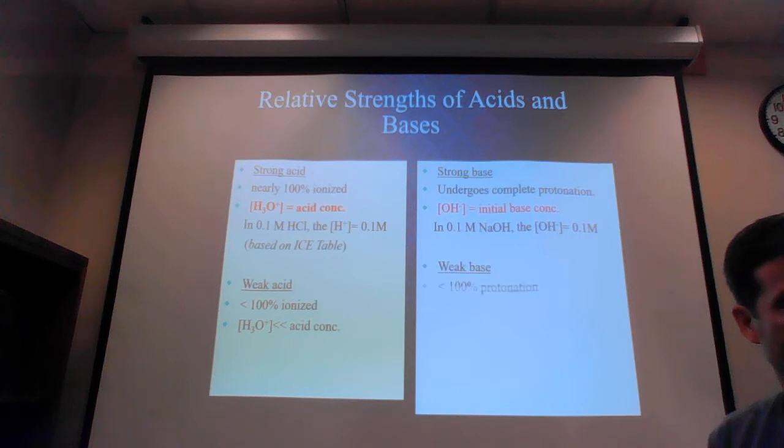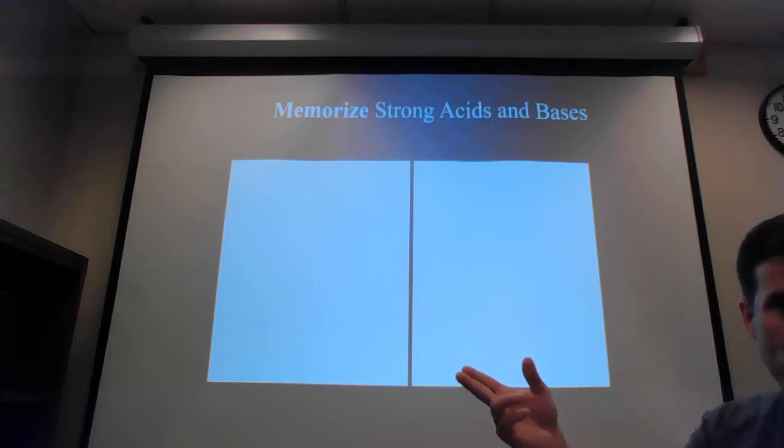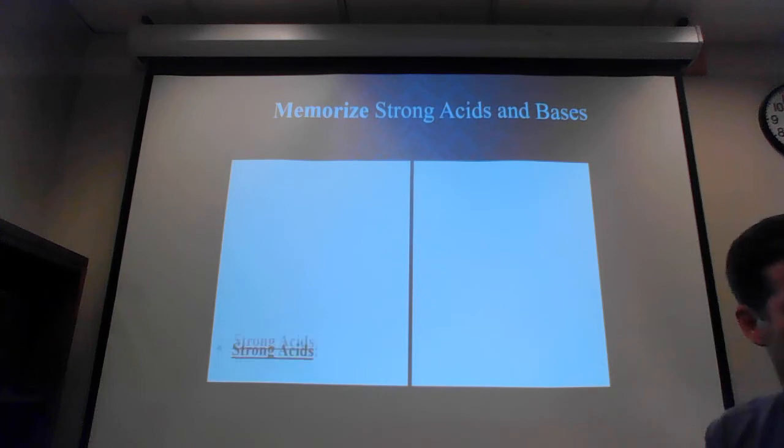If I look at weak bases, they only ionize a small percentage. So the concentration of hydroxide in the solution is going to be a lot less than the initial concentration of the base. And therefore, that's going to affect our calculations. Those calculations are going to come up in the second PowerPoint that we do in a little while.